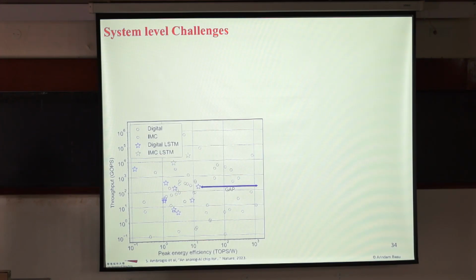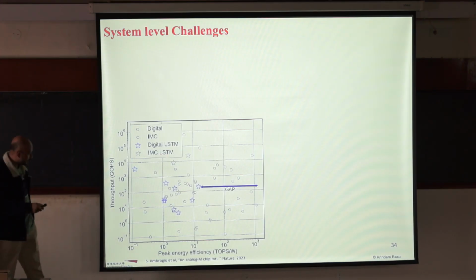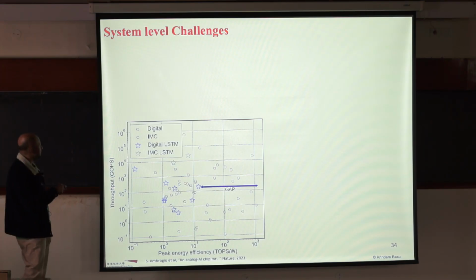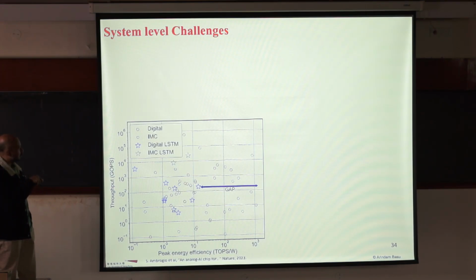Okay, so looking more again at system level challenges. This is a plot that we did in one of our papers last year. This is looking at energy efficiency on the x-axis, y-axis is throughput. And these red dots, I know it's not showing up very well probably because of the projector. The red dots are pure digital accelerators. Blue dots are in-memory computing accelerators.